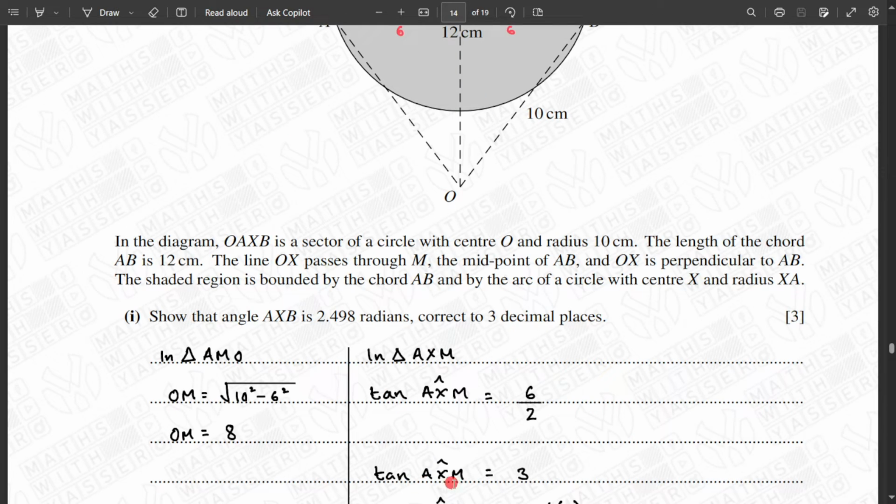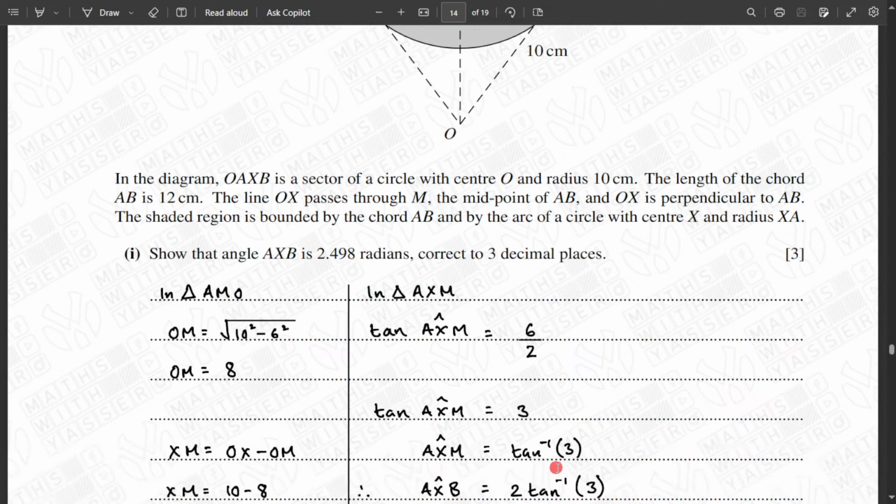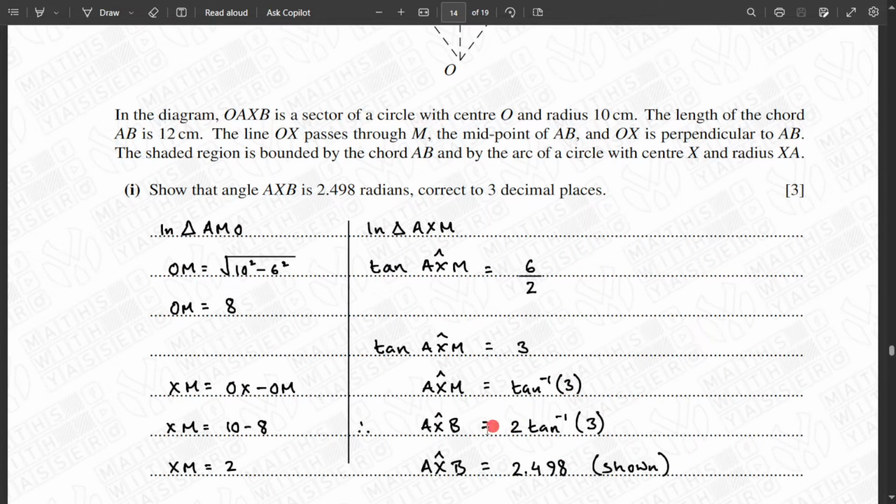So tan AXM should be equal to 3. Therefore AXM is tan inverse of 3. Therefore AXB, which is the angle that we are required to find, should be 2 times tan inverse of 3. So AXB will be 2.498.